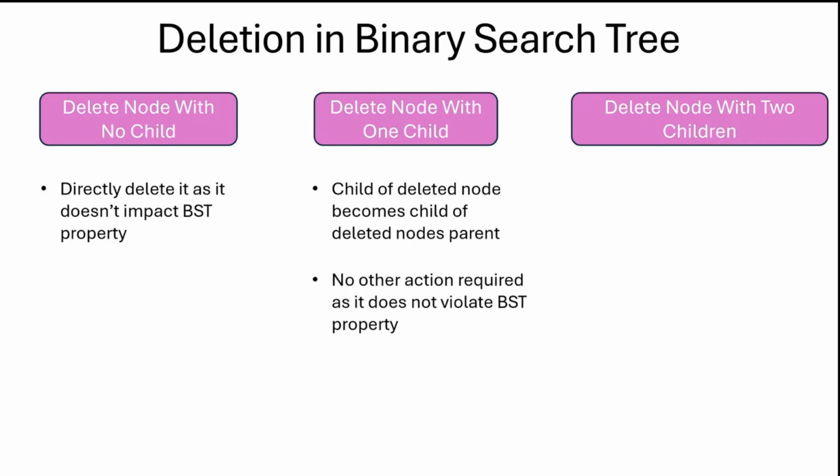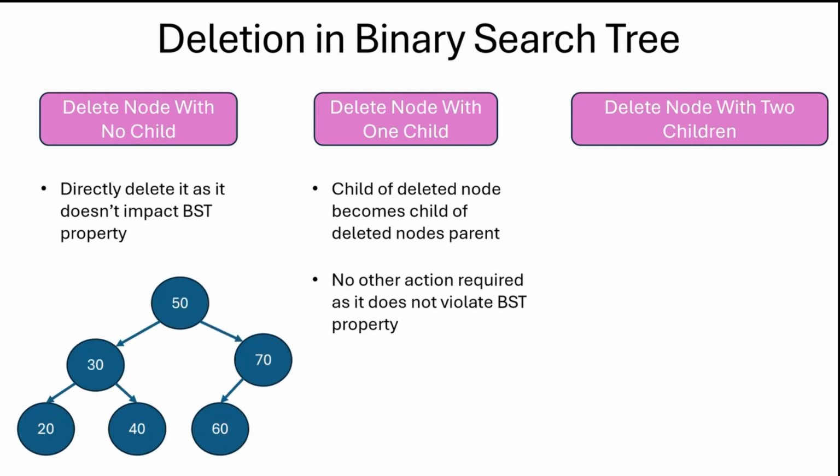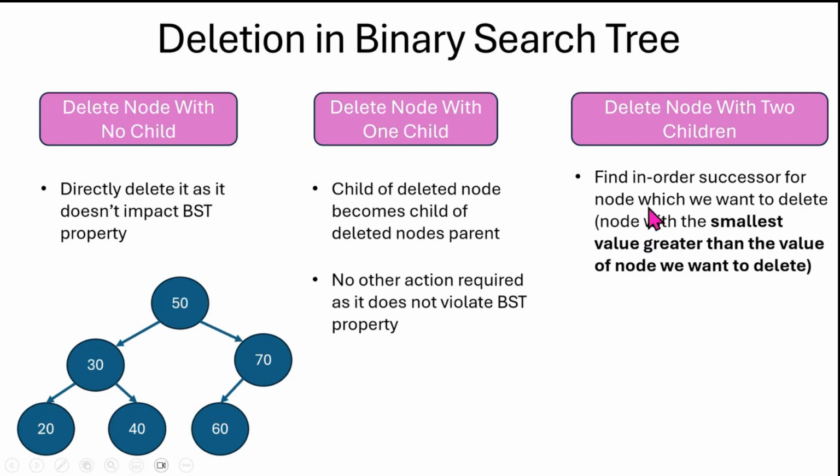But when we encounter the case to delete the node with two children, let's say node 50, which has two children, then if we delete it, then what we should replace it with so that the binary search tree property is still valid. So here how the binary search tree handles it, it finds the in-order successor for the node which we want to delete. So basically the in-order successor for the node is the smallest value which is greater than the value of the node we want to delete.